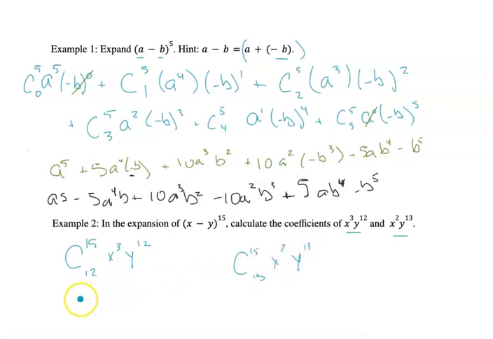So this is just a calculator exercise of finding out what these coefficients are, and you'll find out that this one is 455, and this one is 105. Now, we have to worry about the sign. Here we have a negative y, so when it's raised to an even degree power, it will go positive. Here, when it's raised to an odd degree power, it will go negative. So the first one is a positive 455, and the second one is a negative 105.